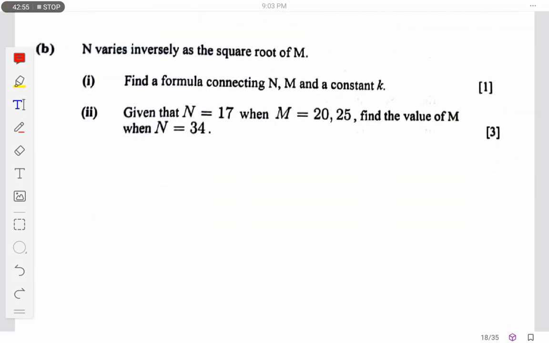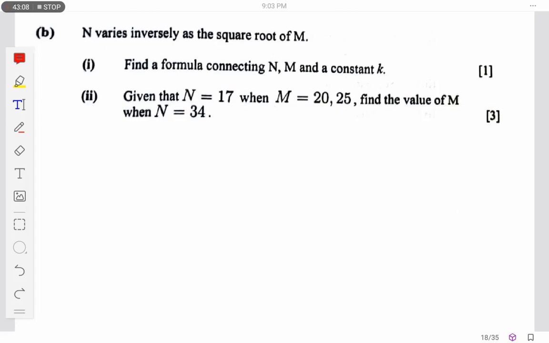The next question is again variation. Question number 6, guys, was variation. Question number 7 is variation. If you are good with variations, you can do this question. Okay, let's do it. They are saying n varies inversely, which means 1 over. So we can say n varies inversely as 1 over the square root of m, like that. Then they are saying find a formula connecting n, m, and k.